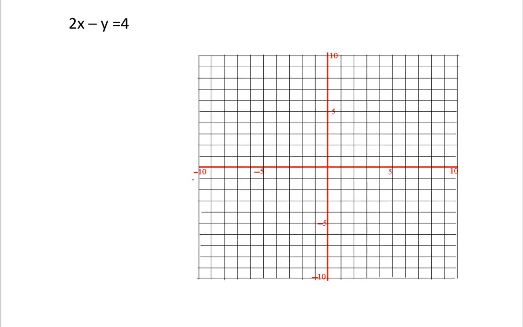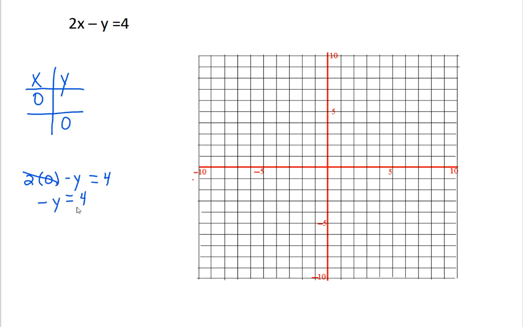Okay, let's look at one more example. Again, we're going to basically create a t-table using zeros for each coordinate. So if I plug in 0 for x, that's going to give me my y-intercept. Okay, 2 times 0 is 0, so that just basically goes away. But don't forget about that negative that's in front of the y. It doesn't go with that 0.